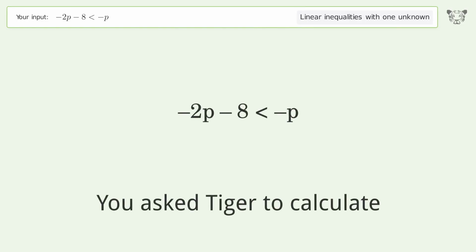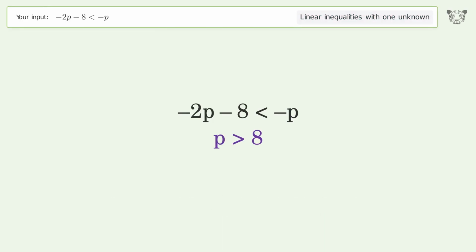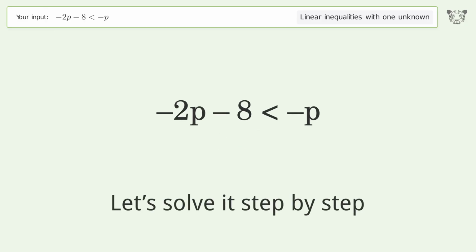You ask Tiger to calculate. This deals with linear inequalities with one unknown. The final result is p greater than -8. Let's solve it step by step.